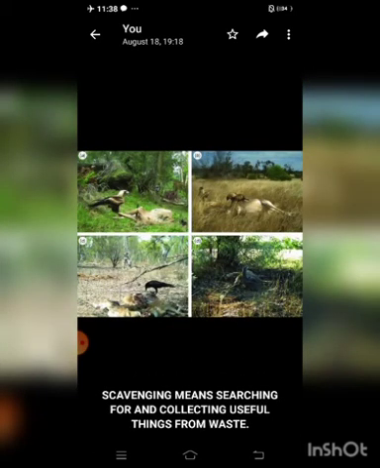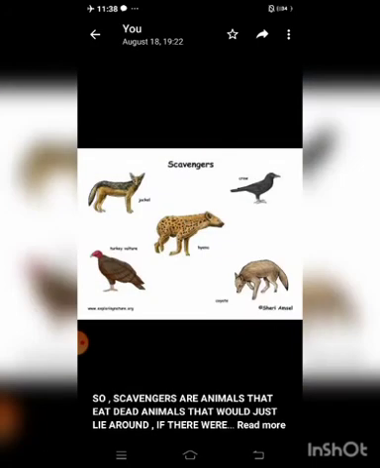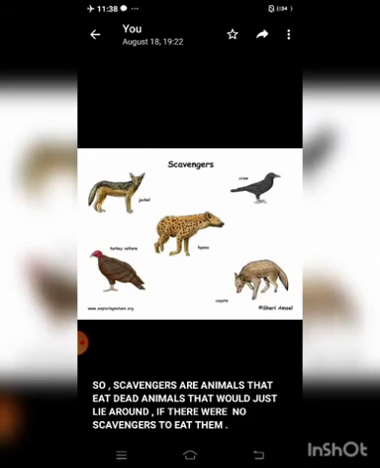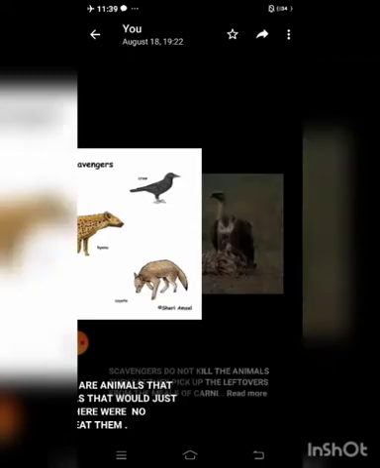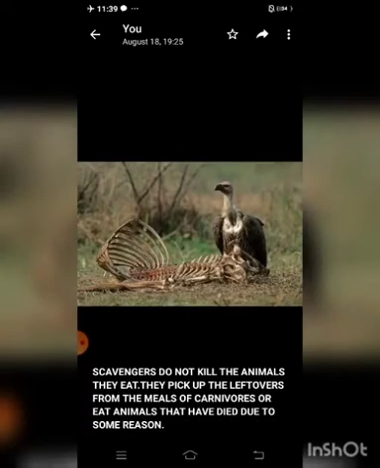Scavenging means searching for and collecting useful things from waste. So, scavengers are animals that eat dead animals that would just lie around if there were no scavengers to eat them. Scavengers do not kill the animals they eat. They pick up the leftovers from the meals of carnivores or eat animals that have died due to some reason.